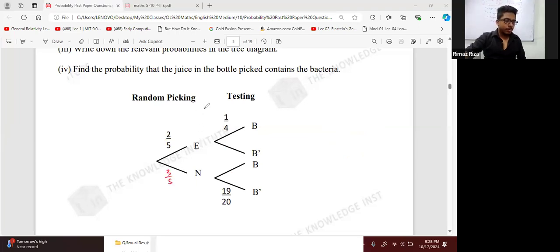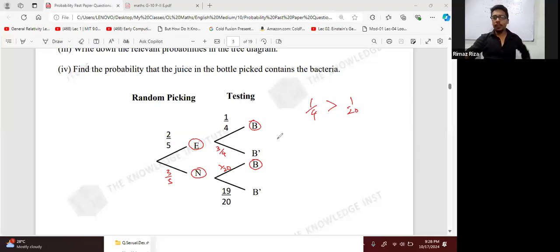So here 3 over 5, this is 1 over 4, therefore this is 3 over 4. This is 19 over 20, therefore this is 1 over 20. So you can see that containing a bacteria in the expired one has 1 over 4 probability, but having a bacteria in the nearly expired one is 1 over 20, which is less than this one. That is obvious, no? If it's expired, it has a larger probability of having a bacteria. If it's nearly expired, it has a lesser probability of having a bacteria.